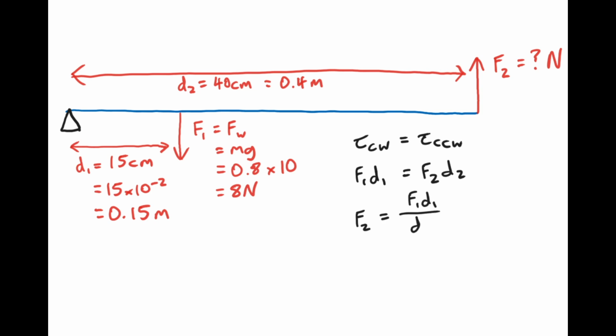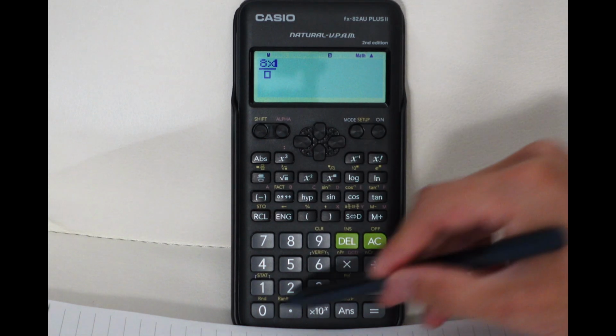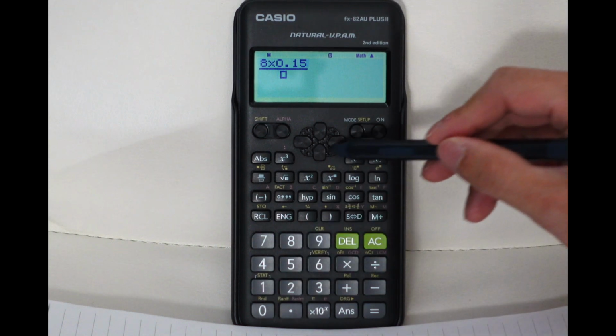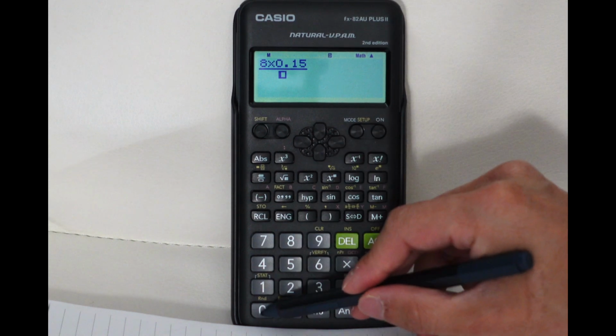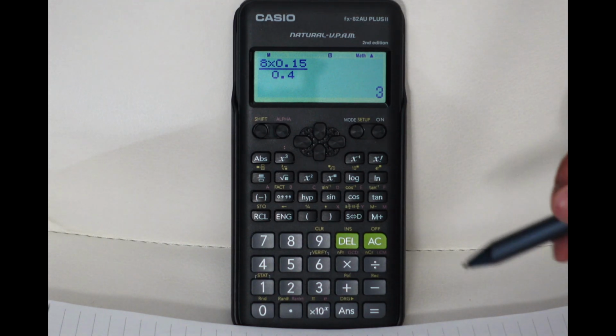Let's substitute the numbers. 8 times 0.15 divided by 0.4. If we put this into the calculator, press the fraction button, then enter 8 times 0.15, then arrow down, then 0.4. This gives us an answer of 3 newtons.